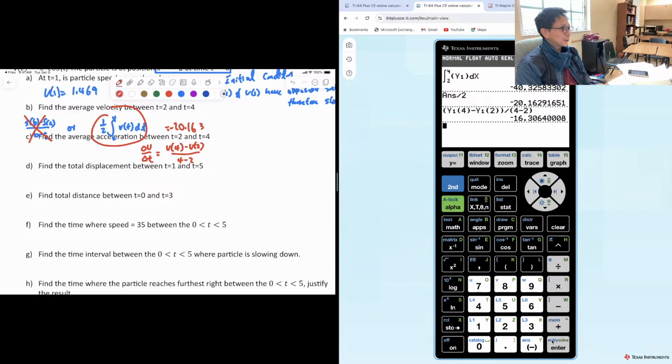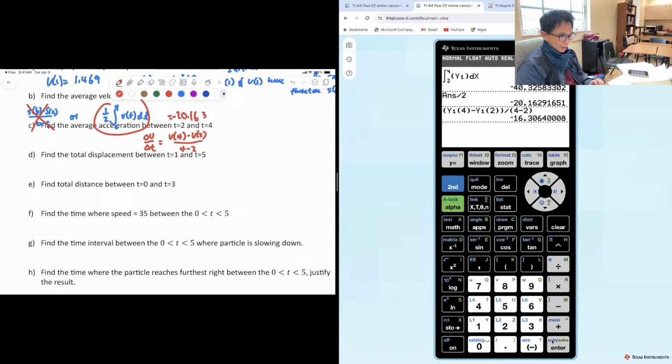I'm just kidding. How come you need 2 parentheses over there right next to the 2? Because I got a different answer and I forgot to put that one. Because you need to have order of operations. You need to have the numerator subtracting each other and then divided by the denominator subtracting each other: y1 of 4 minus y1 of 2, divided by 4 minus 2.